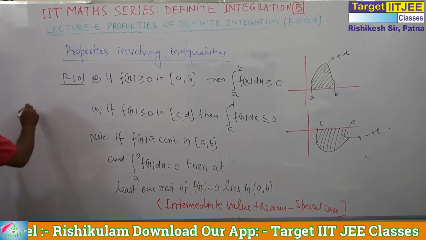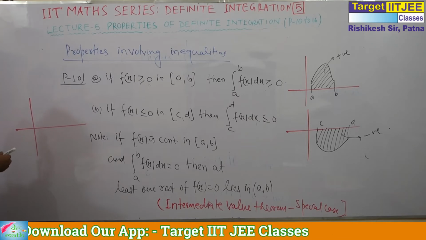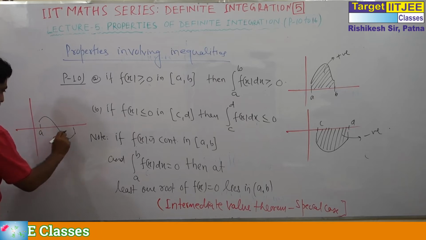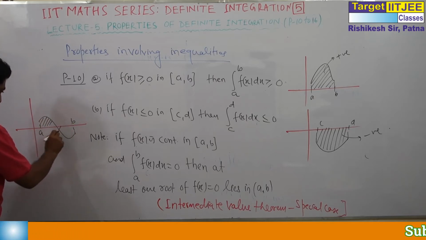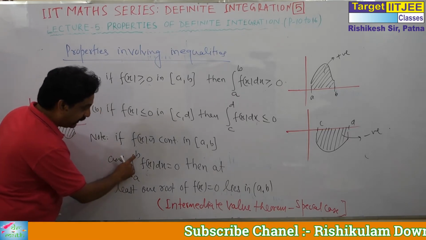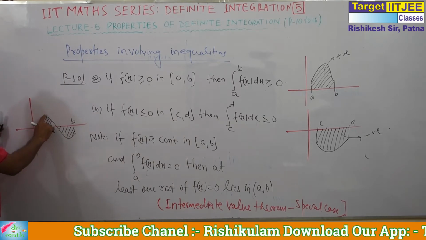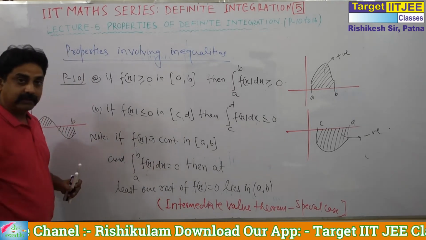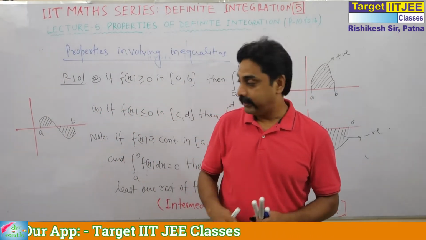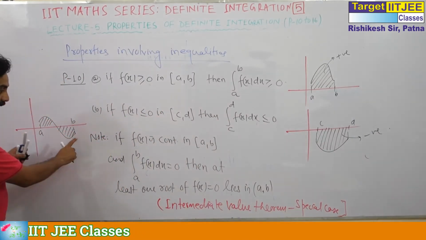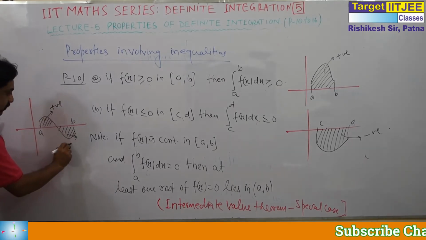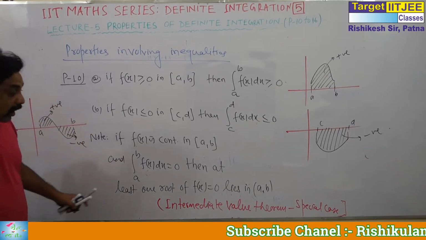Suppose there is a graph from A to B. If f(x) is positive in A to B, if f(x) lies above the x-axis in A to B, then its integral value is positive. If f(x) always lies below the x-axis in A to B, then the value is negative. But since it is 0, it means some portion of this is positive and some portion of this is negative.